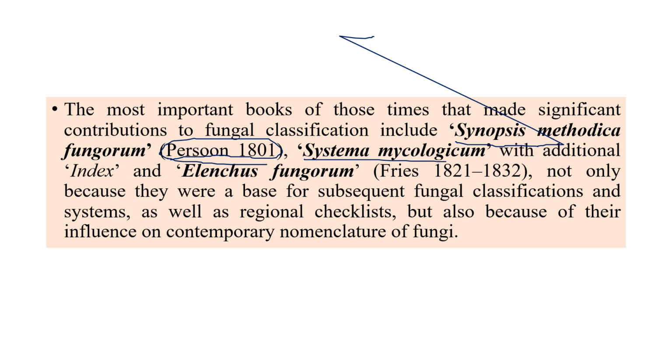And the one more book is Systema Mycologicum with the additional index and Elenchus Fungorum. This was written by E.M. Fries. He is considered the father of systematic mycology. These two books, Synopsis Methodica Fungorum and Systema Mycologicum, are very important contributions that laid a very strong foundation for taxonomy and systematics.